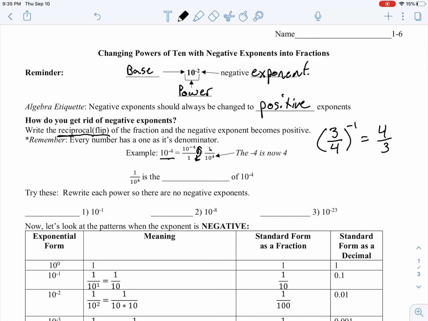So 1 over 10 to the 4th power is the reciprocal of 10 to the negative 4th. So just remember that big weird word reciprocal means to flip your fraction upside down.